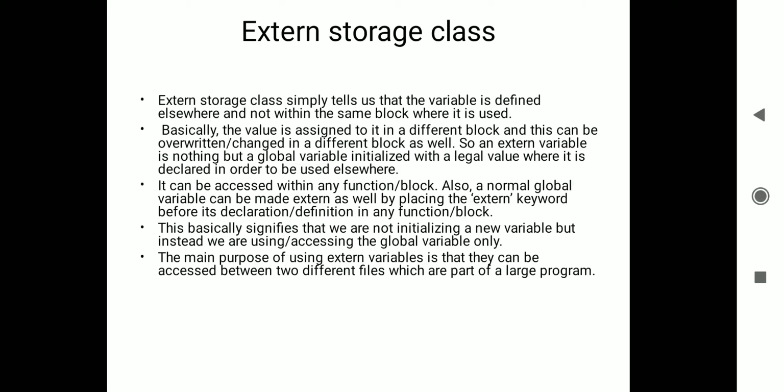So an external variable is nothing but a global variable initialized with a legal value where it is declared in order to be used elsewhere. The value is assigned in a different block, and this can be overwritten, meaning it can be changed in a different block as well.